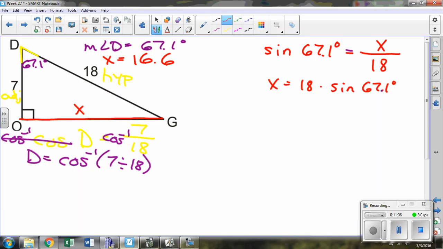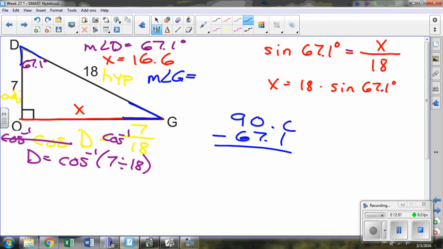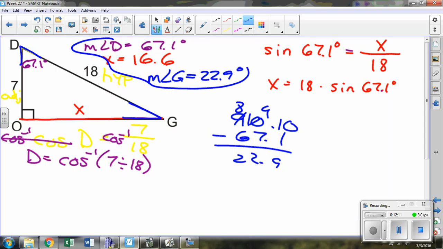And the last thing we needed, how big is angle G? Well, we do know that angle G and angle D, those are complementary. Those two angles add up to 90. So another way we could do it is to simply subtract off the angle we have from 90. And we'd get 22.9. So 22.9 degrees. And we're done.